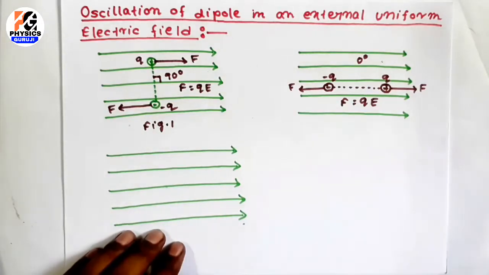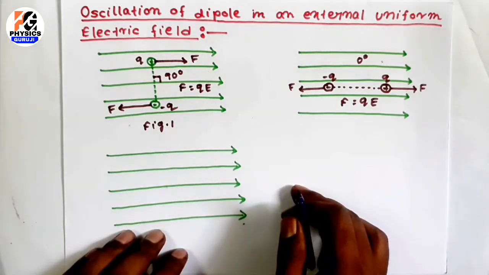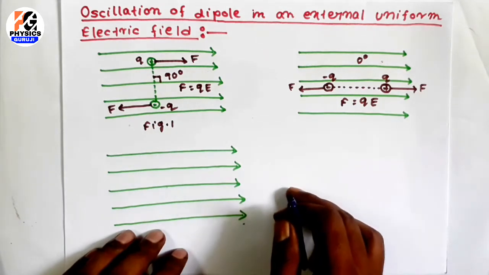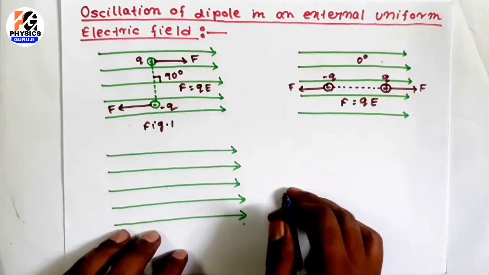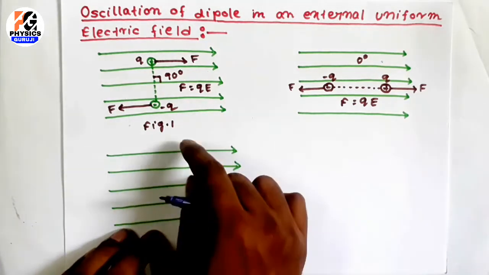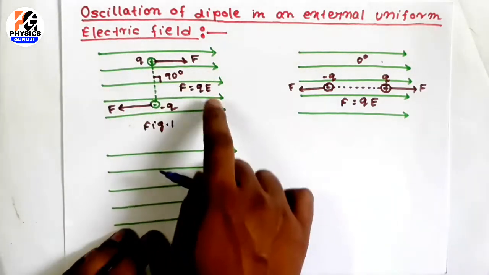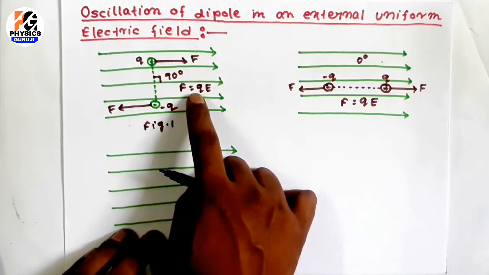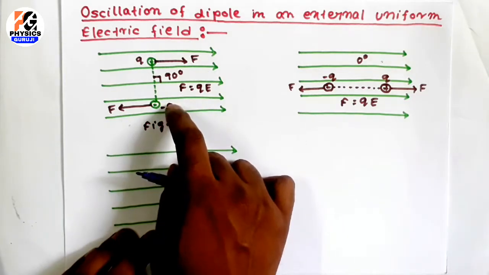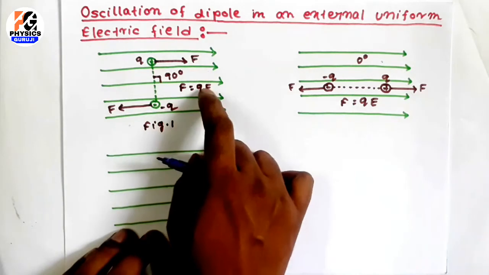Hello students, in today's video I will show you the oscillation of a dipole in an external uniform electric field. I have drawn three figures here, and two of them are completed. In figure 1 you can see a uniform electric field shown by parallel, equidistant lines, and a dipole is placed perpendicular to the electric field.